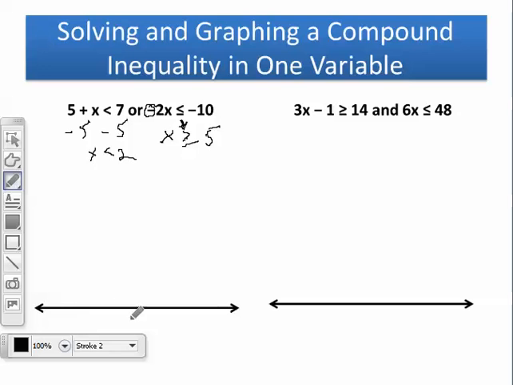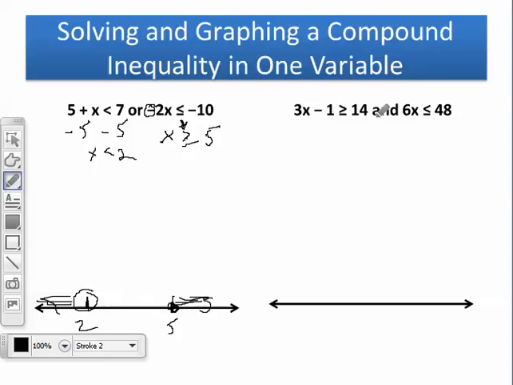So graphing this one, I would have at 2 an open circle, and at 5 I would have a solid circle, and everything greater than 5, and everything less than 2.